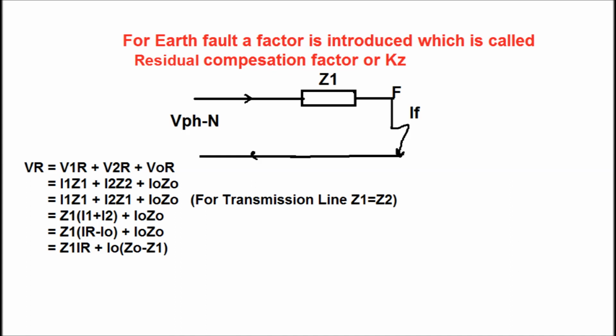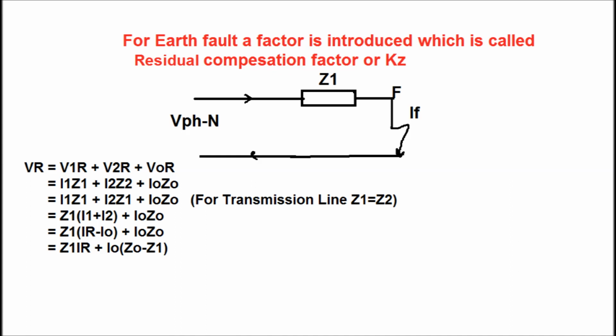Now V1R is equal to I1 into Z1. Z1 is the positive sequence impedance of the transmission line up to the fault point F, and Z2 is the negative sequence impedance of the transmission line up to fault point F, and Z0 is the zero sequence impedance of the line up to fault point F. Now for a transmission line, Z1 is equal to Z2, and therefore the equation comes as I1 into Z1 plus I2 into Z1 plus I0 into Z0, that is equal to Z1 into (I1 plus I2) plus I0 into Z0.